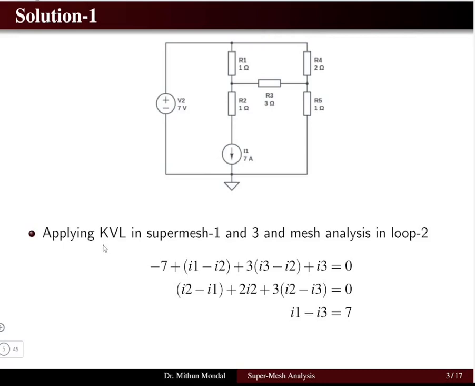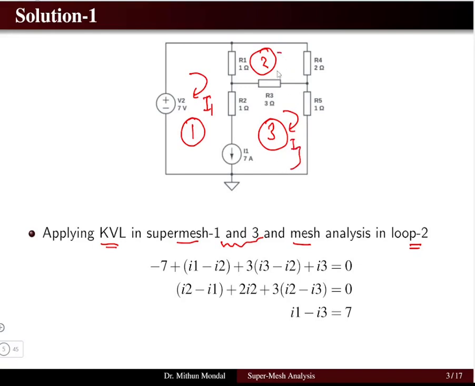So we have to write the KVL equation in the supermesh combining the first and third mesh. So we have taken this mesh as the first mesh, this one is the third mesh, and this one is the second mesh. For the second mesh we can apply the mesh analysis. We take all the currents flowing in the meshes in the clockwise direction. So considering the clockwise direction of the current, we can write 3 equations.